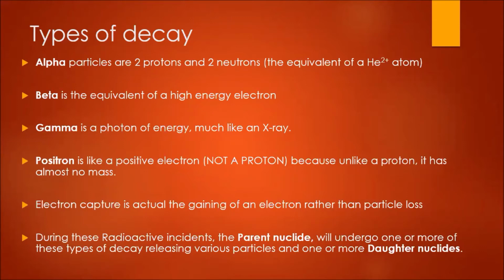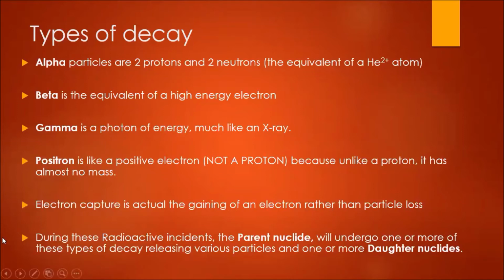But the positron is something that's new. And this is kind of weird. It's a positive electron for all intents and purposes. It's not a proton because it has no mass. It's literally like a positive electron. We shoot off something that has a +1 charge, but 0 mass. So it's the anti-electron. The proton is not quite the anti-electron because of the great difference in mass. But the positron is literally like a positive electron.